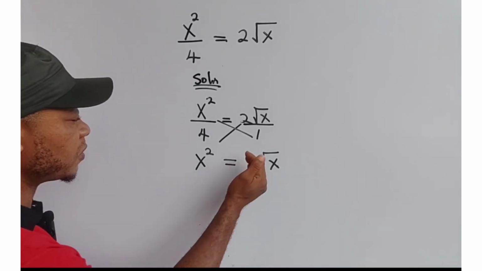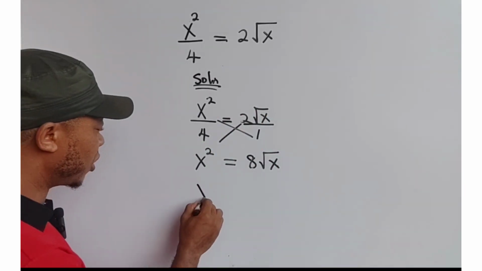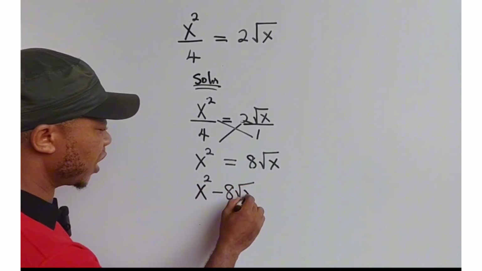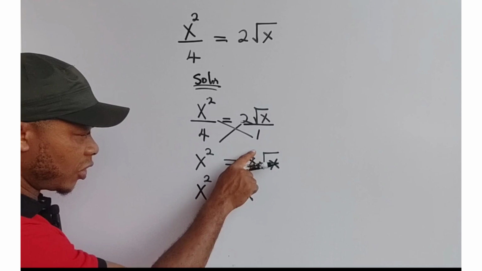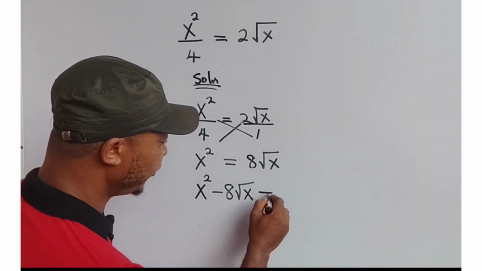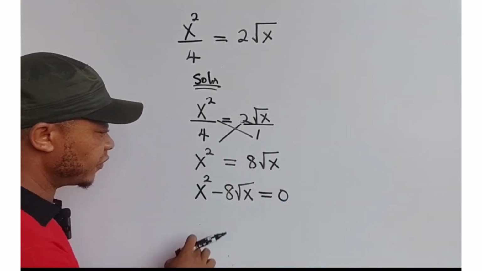Now, let us bring 8 root x to the left side of this equation. This becomes x squared minus 8 root x. Remember, this is positive. When it comes to this side, it changes to negative. Everything will now be equal to 0 because nothing is left. We have moved the whole of this to the left.